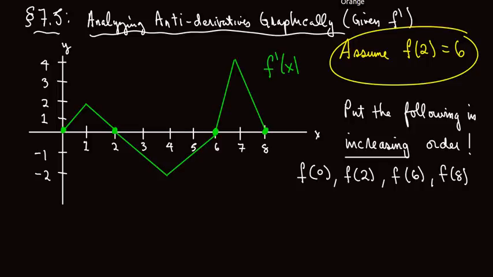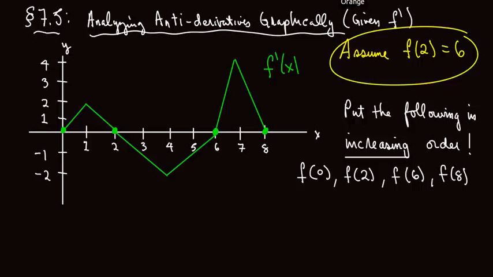So in this video we're going to go over the concept of analyzing antiderivatives but through graphs. In particular we're going to be given the graph of the derivative and we're going to try to get information about values or particular values of the antiderivative.